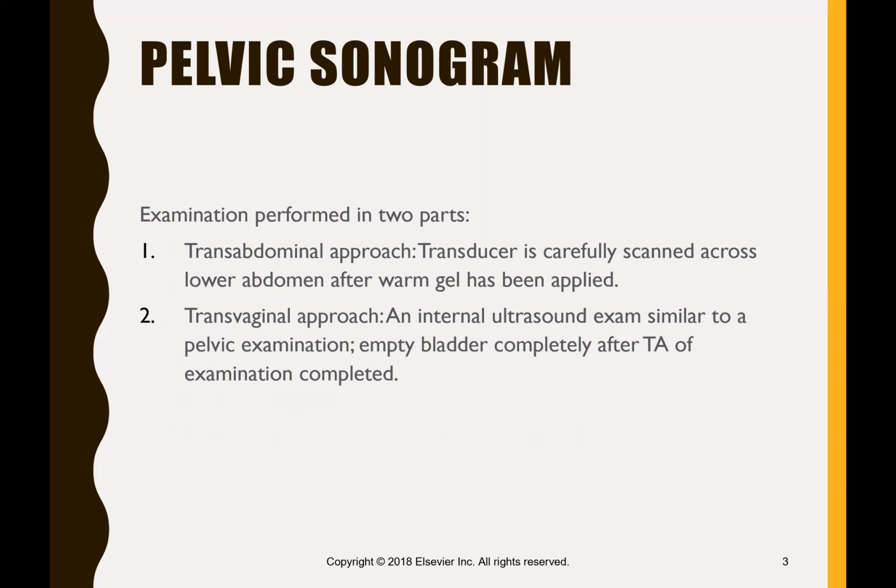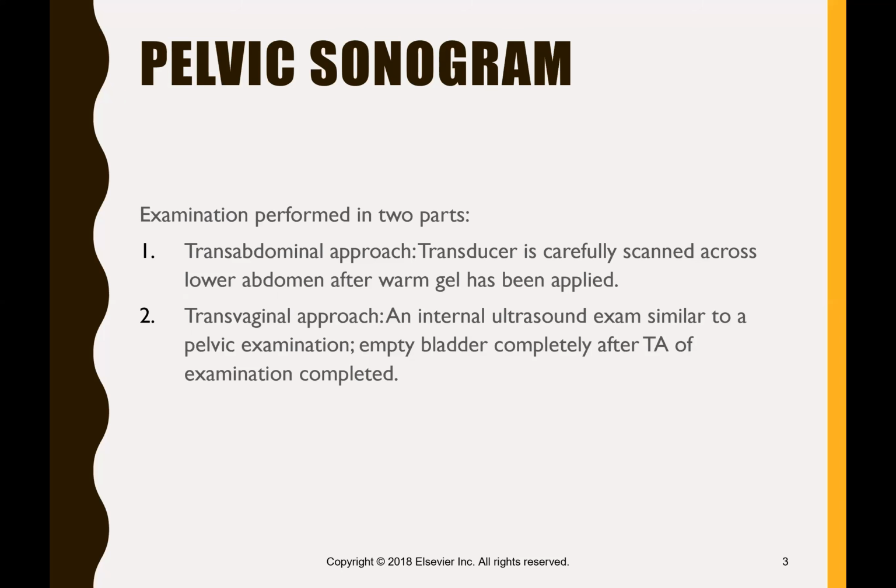So the pelvic sonogram is split into two parts. The transabdominal approach, which is where the transducer is scanned across the lower abdomen after warm gel has been applied, kind of like the abdomen scans you're starting to do. And the transvaginal approach, which is an internal ultrasound exam similar to a pelvic examination. And the bladder is empty for that. With the transabdominal approach, you want to make sure that you have a full bladder, because that will help you be able to see the uterus and ovaries.